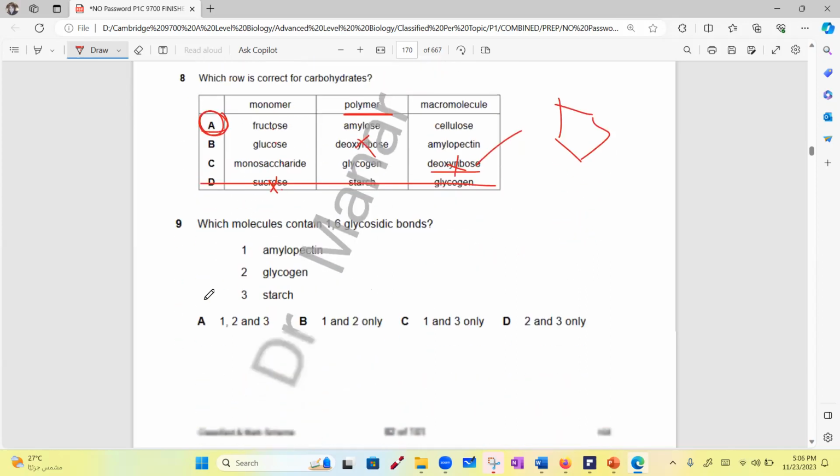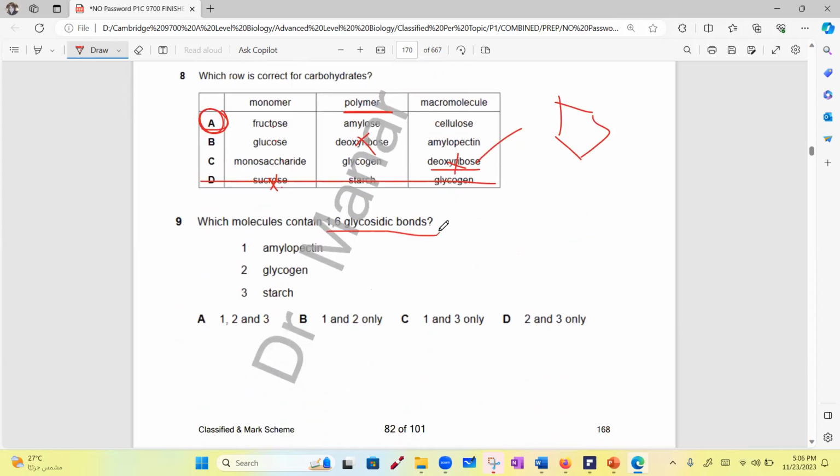9. Which molecules contain 1 to 6 glycosidic bonds? In other words, which molecules are branched? B. Why? What about starch? Starch is also part of it, amylose and amylopectin. Amylopectin is branched. So it's A.